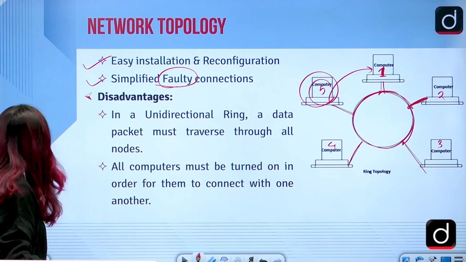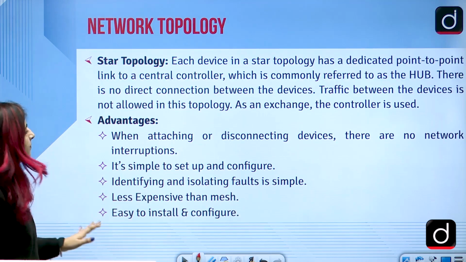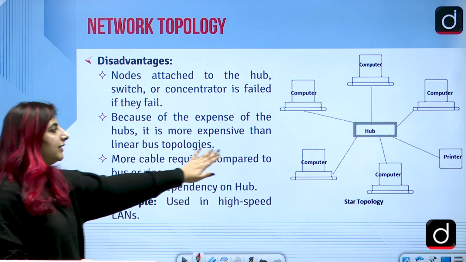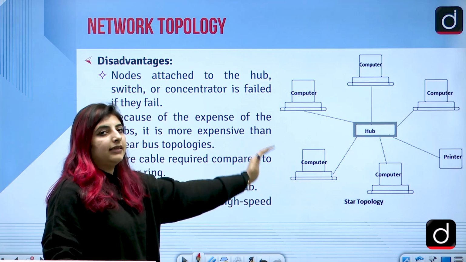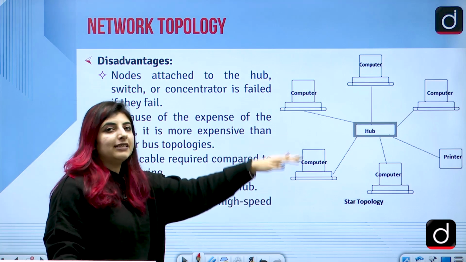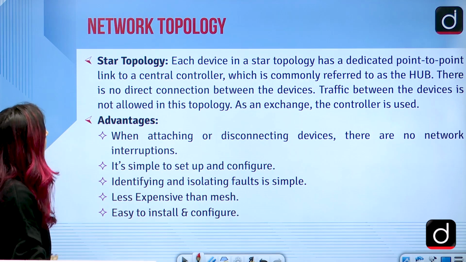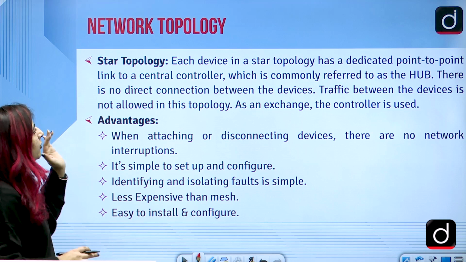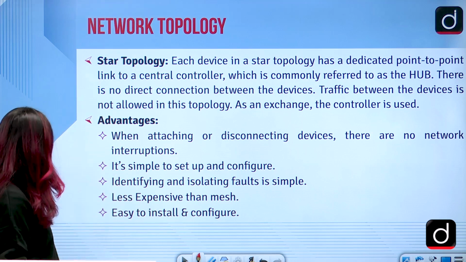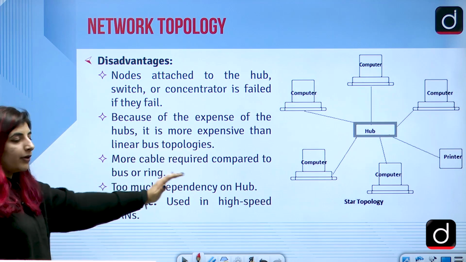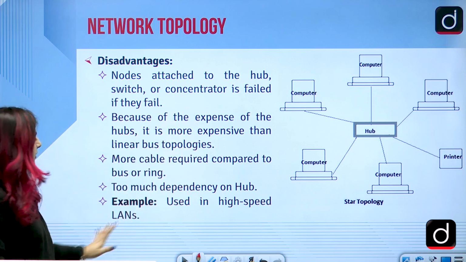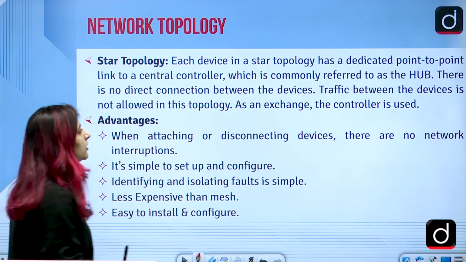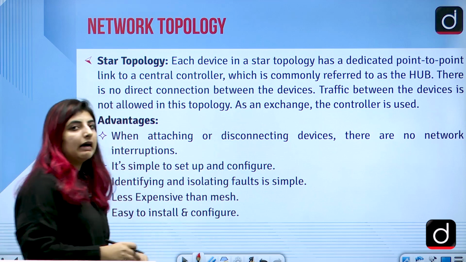Correct? Then we have the star topology. In the star topology, let us first see, there is a hub. There is a hub as a connector which will be connecting different computers. Each device in a star topology has a dedicated point-to-point link to a central controller. For instance, here we have a hub. Correct? So a direct point-to-point termination is being used, which is commonly referred to as a hub.